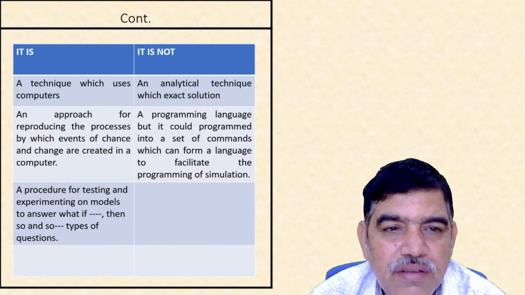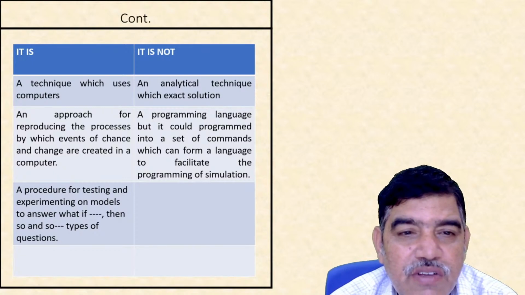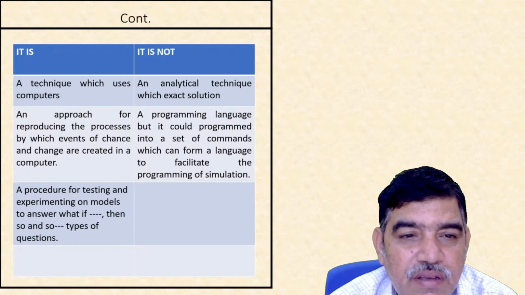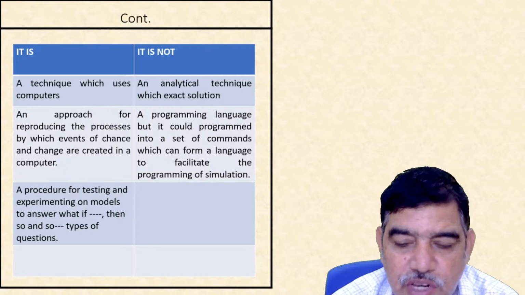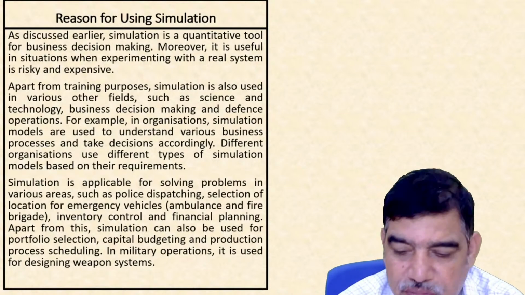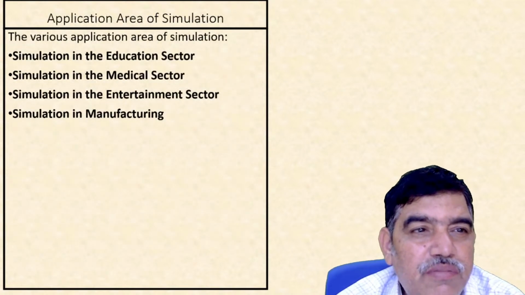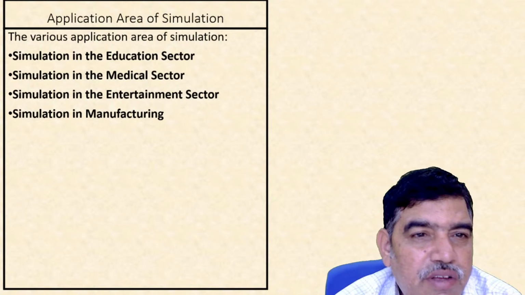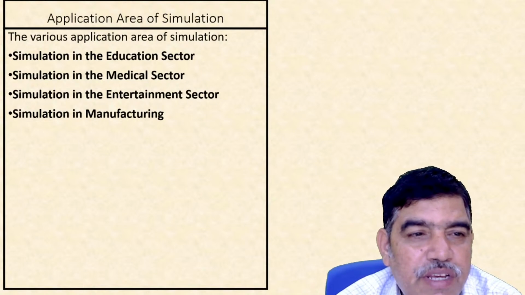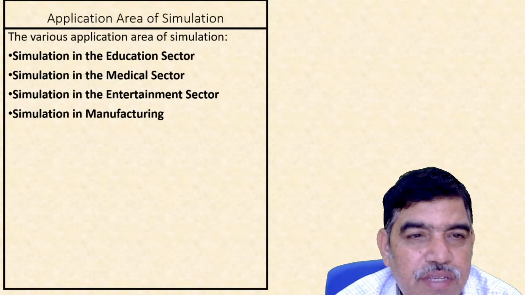And what it is not: simulation is not an analytical technique which gives a solution, nor a programming language, but it could be programmed into a set of commands which can form a language to facilitate the programming of simulation. Then reasons for using simulations, why we need simulation. Then application areas of simulation: how simulation is used in the education sector, in the medical sector, in the entertainment sector, and in the manufacturing sector.